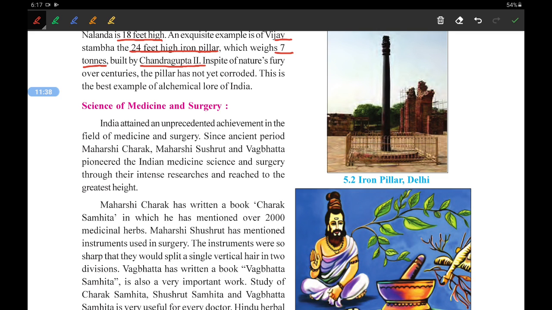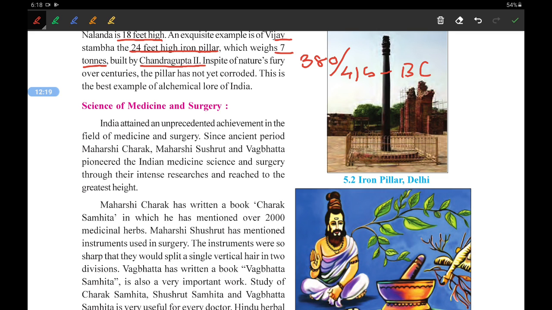Now we need to remember that Chandragupta Maurya, okay, used to rule India. Chandragupta used to rule India around 380 to 415 BC. That is almost, you can say, 2,500 years back, and at that time he had erected such kind of pillar. Okay, so you can understand that the knowledge of metallurgy and chemistry was so high at that time.